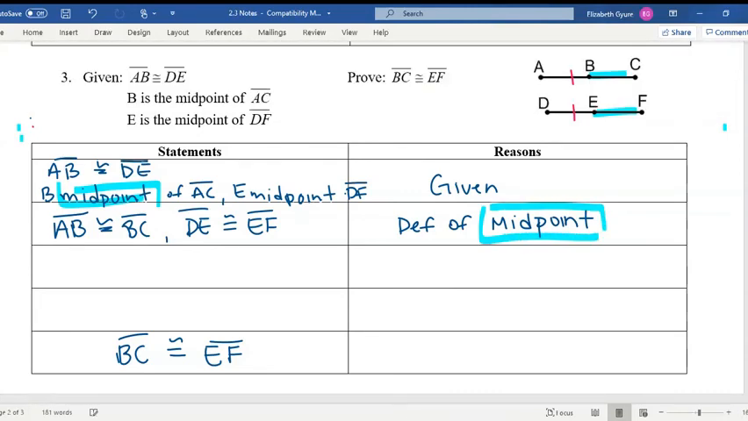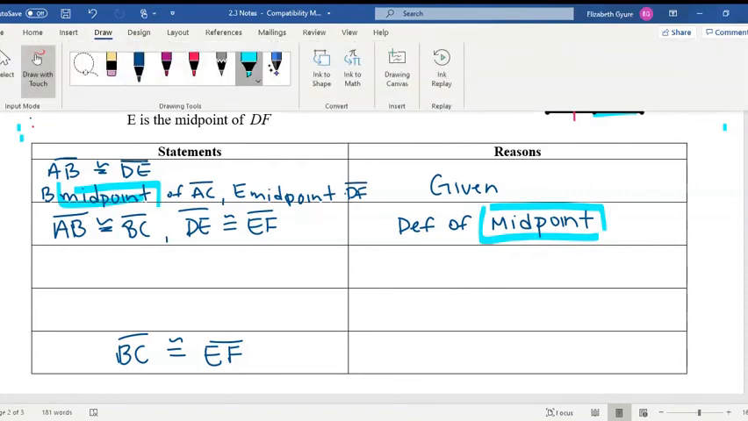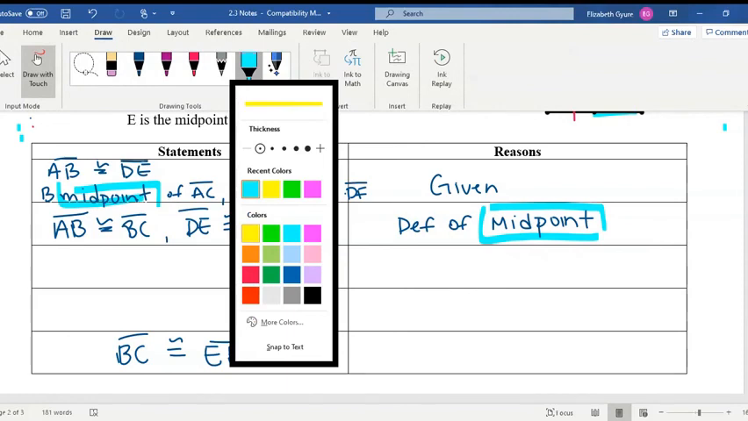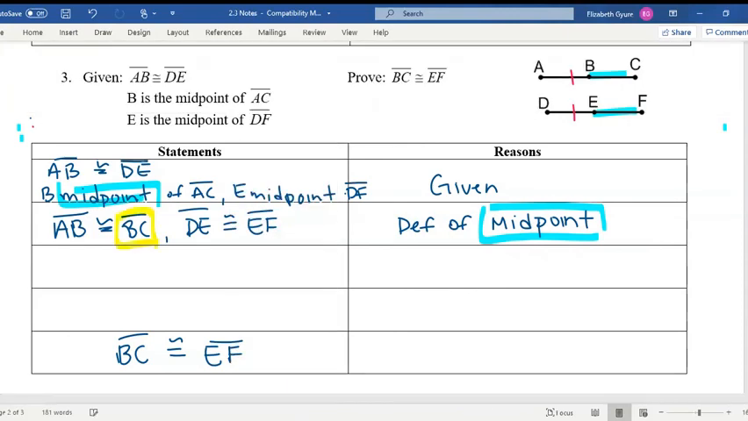So now we want to prove that segment BC is congruent to EF, right? And we have those two segments, but right now they are not together. They are in different congruency statements. BC is over here, EF is over here. We've got to figure out a way to bring them together. Well, if you look at your given, do we know something about AB and DE? They're congruent, right? Yeah, we know that they are congruent.